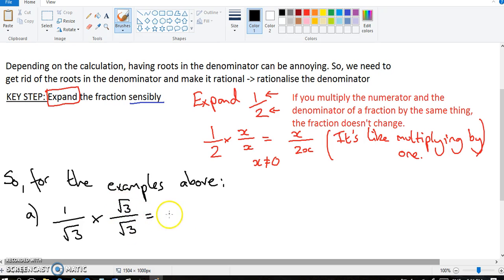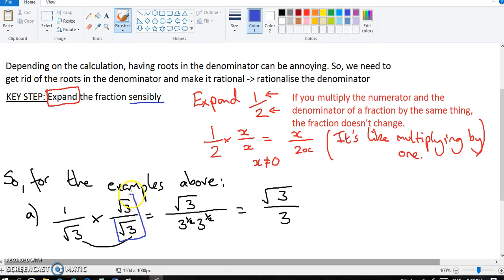So multiplying across the top, I have 1 times the square root of 3, which gives me the square root of 3. And then if I multiply these two together on the bottom, I could do this as 3 to the power of a half times 3 to the power of a half, which is, of course, then, using the addition rule that we had for multiplication, 3 to the power of 1, which is 3 itself. Or you can just know that the square root of something times the square root of the same thing is the thing itself.